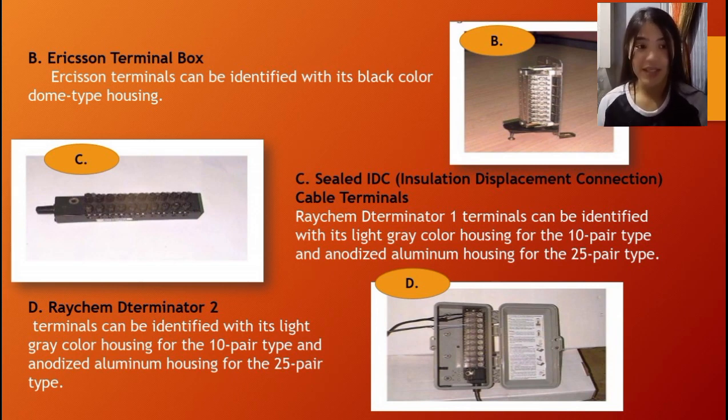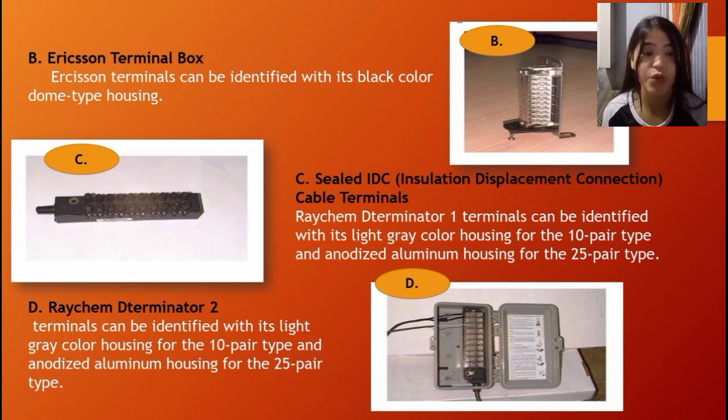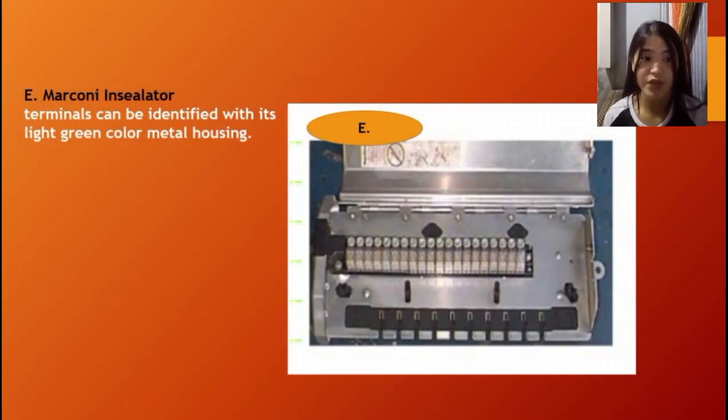So next is insulation displacement connection. Terminals can be identified with their light gray color housing for 10 pair type, anodized aluminum housing for 25 pair. Reichle terminators can be identified with their light gray color housing for 10 pair type, anodized aluminum housing for 25 pair type. Next is Marconi insulator. These terminals can be identified with their light green color metal housing.